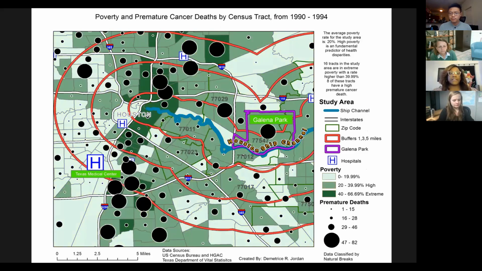So first, let's look at poverty. When we look at premature mortality against the poverty variable in green, from 1990 to 1994, 18 of the census tracts within the study area are in the extreme poverty category, with 40 to 66% of the population living below the federal poverty level. 8 of the tracts are in the extreme poverty category and are in the high premature death category during the same time period.